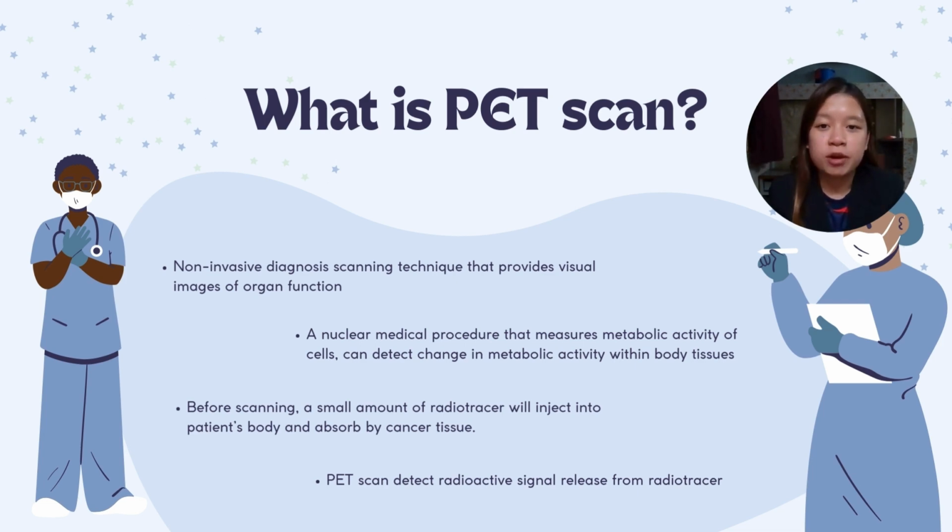PET scan stands for positron emission tomography, a non-invasive diagnostic imaging technique that provides visual images of organ function and is classified as a nuclear medical procedure. Unlike other imaging techniques like MRI, which primarily capture structural details, PET scan measures the metabolic activity within body tissues. Before the scanning process begins, a small amount of radio tracer is injected into the patient's body. Cancerous tissue absorbs this radio tracer and the radioactive signals released are detected by the PET scanner.